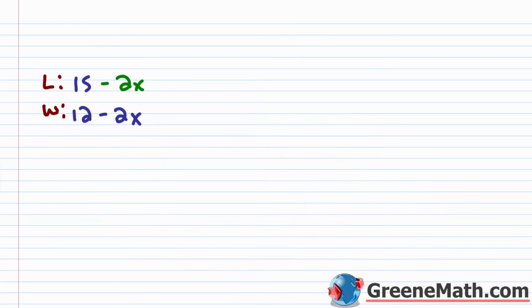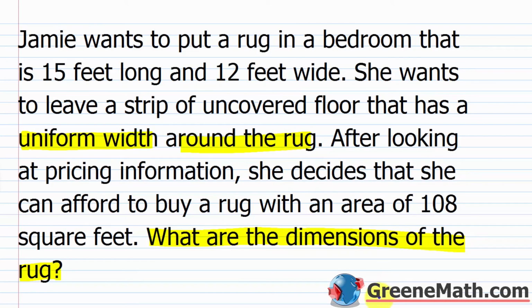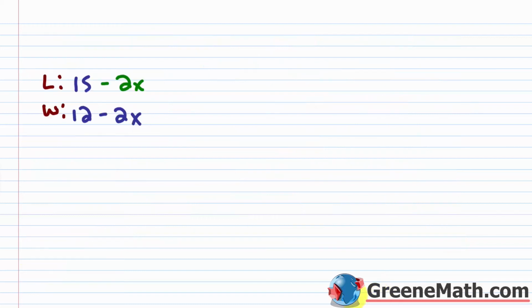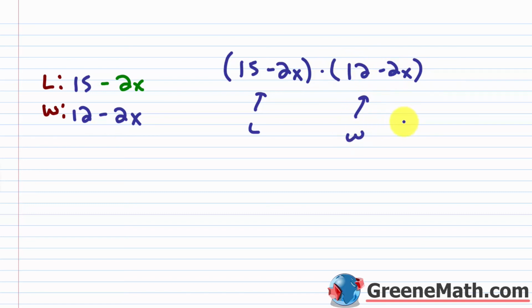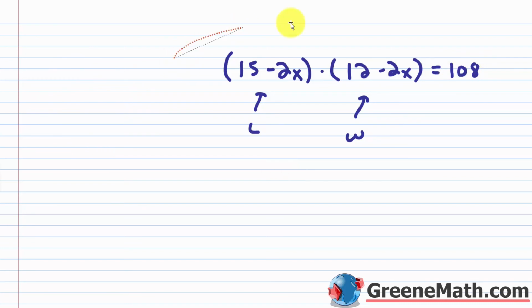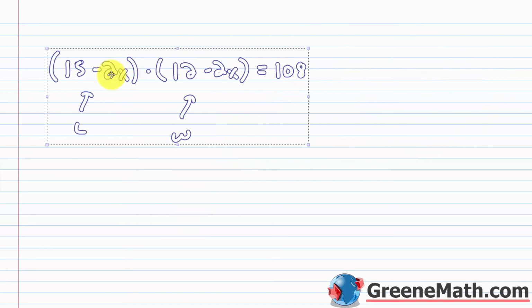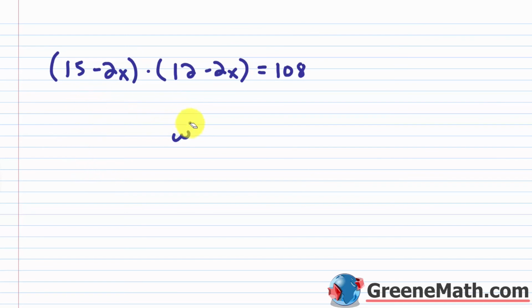What we know from our problem is that she can afford to buy a rug with an area of 108 square feet, so we're going to assume that's what she buys. My length times my width gives me my area. So I'm going to say 15 minus 2x, that quantity, my length, multiplied by the quantity 12 minus 2x, my width. This should equal my area, which is 108 square feet. I'm going to solve this equation for x, and that's going to allow me to find the length and the width of the rug that Jamie has, okay?